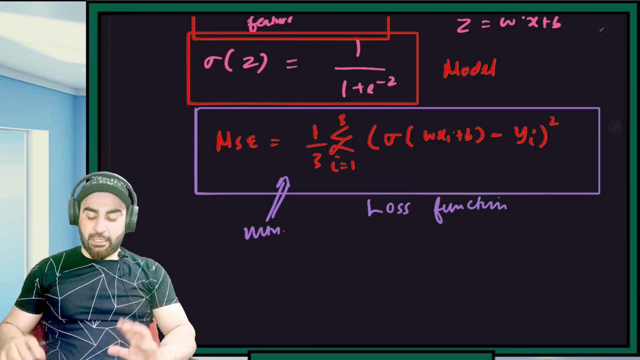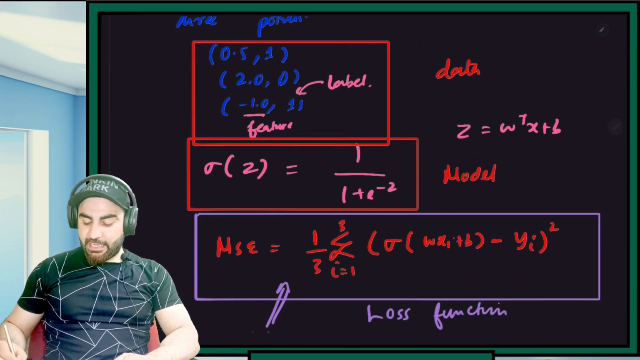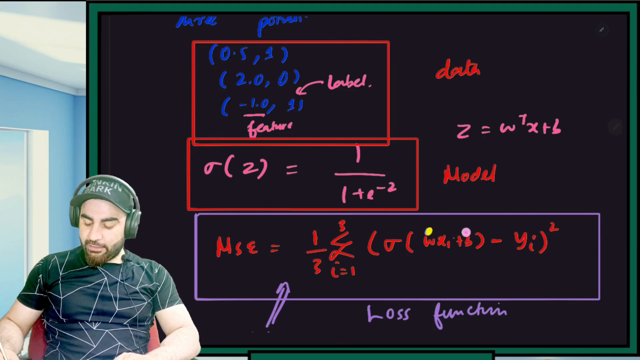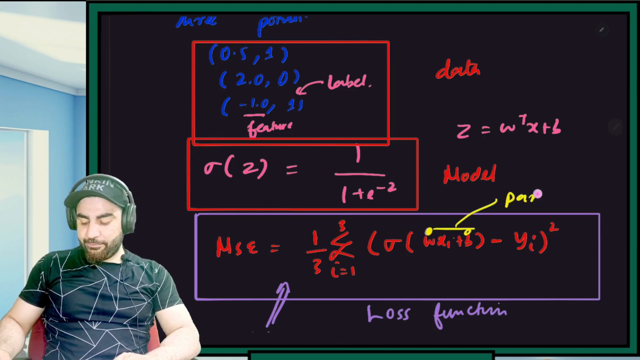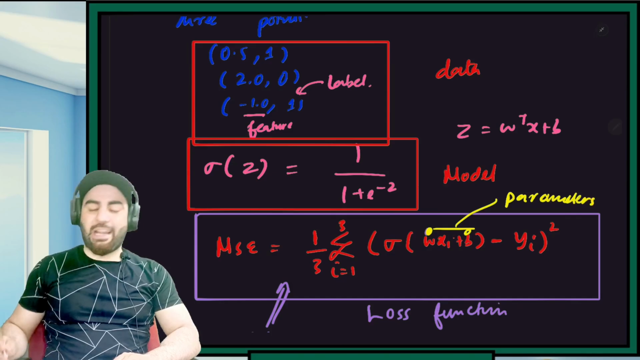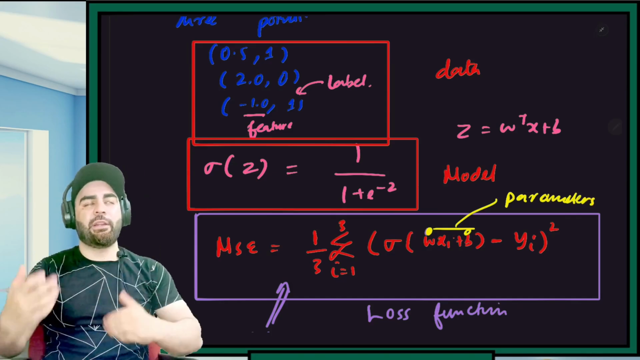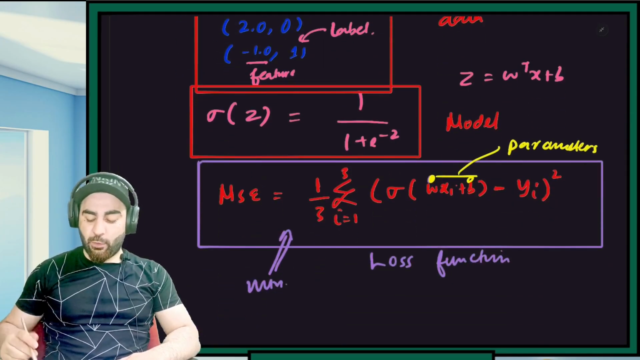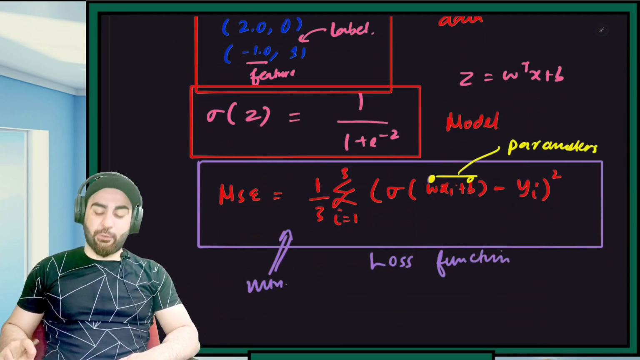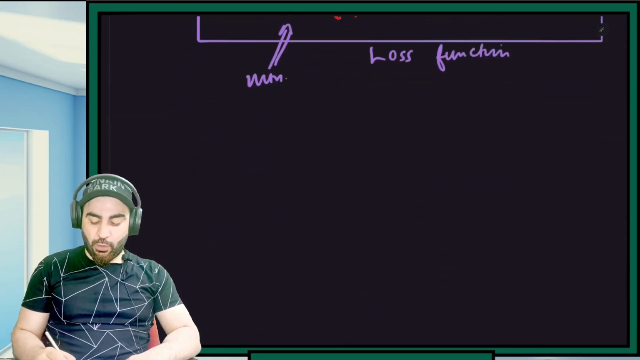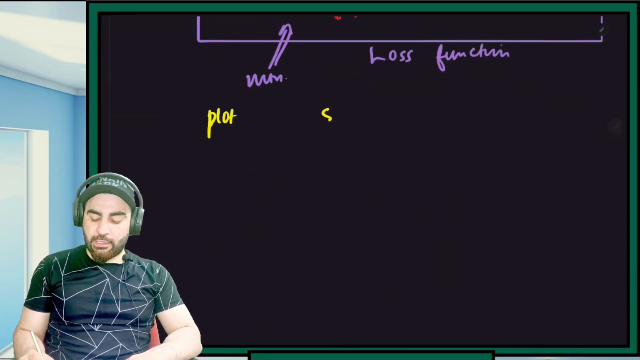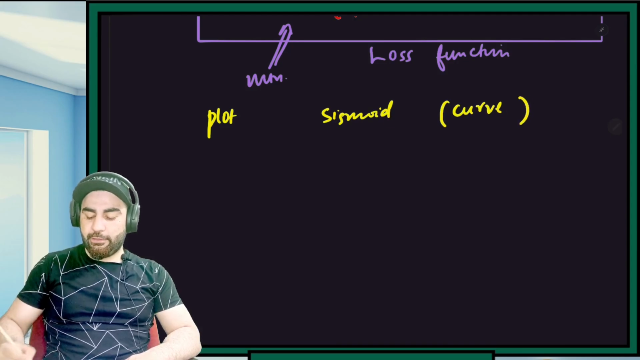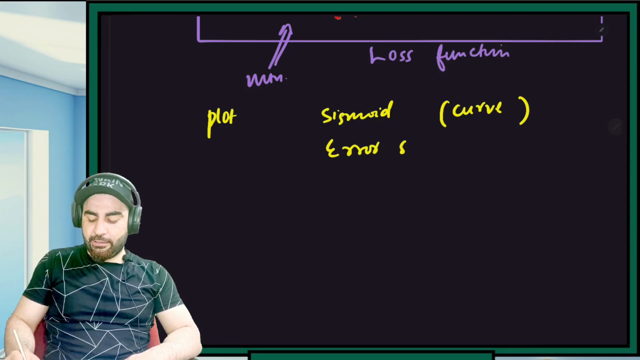So initially we'll randomly set these weights and biases. These are our parameters. If you see, this w and this b, these two things are our parameters. We'll randomly set them initially, and then we'll keep on iterating, maybe going through 1000 iterations, and we'll see what is the least mean square error that we get. We'll plot two things. One plot will be the sigmoid, basically the curve that we want to fit, and we'll also plot the error surface.